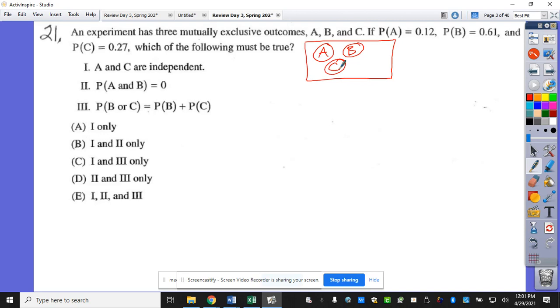I'm going to start with 2. Probability of A and B. So if 2 events are mutually exclusive, can you be both at the same time? No. So if I can't be A and B at the same time, then my probability of A and B is what? And that's what that one means.